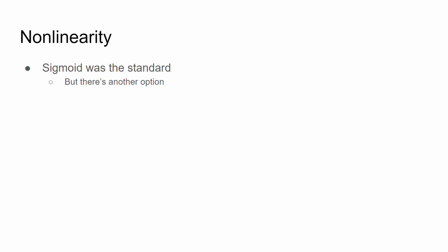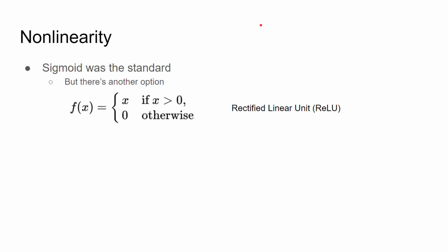But there's another option now that was figured out, because there are other functions you could pick that also might have nice derivatives. For example, this is probably the most common nonlinearity that's used nowadays. This is the rectified linear unit.